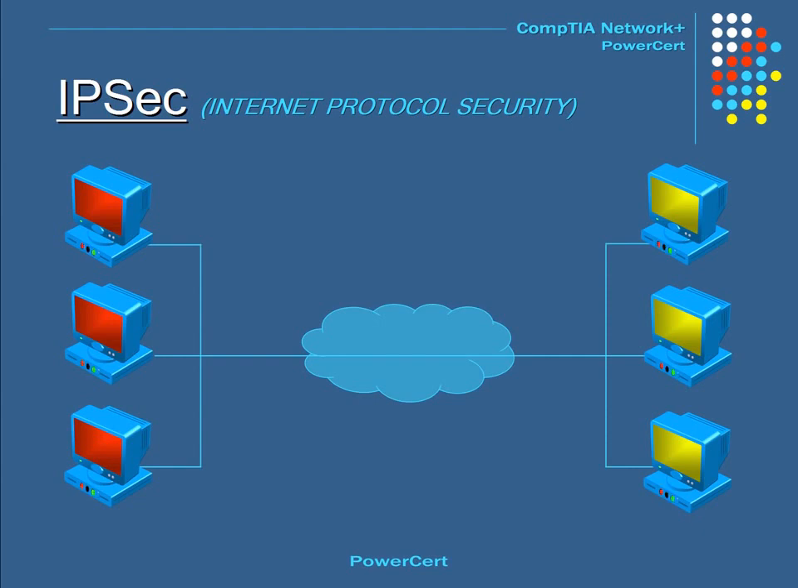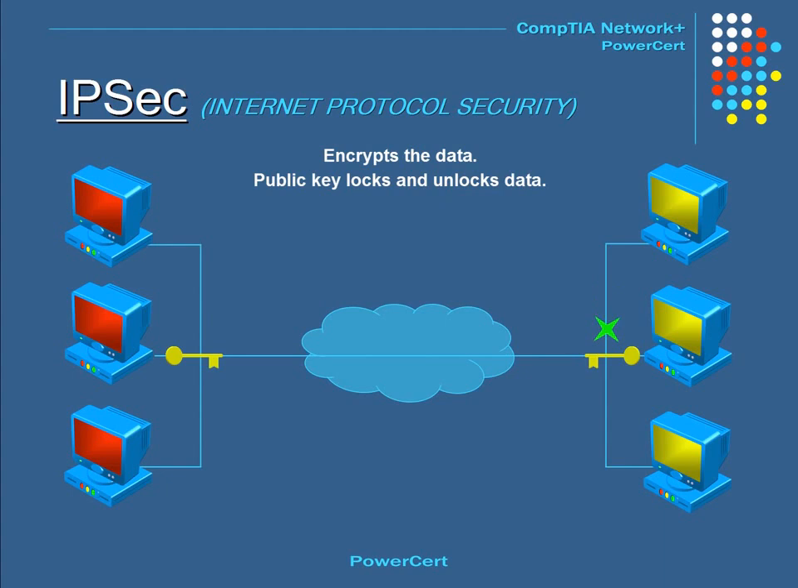IPsec is a set of protocols for security at the network layer of the OSI model. It encrypts the data when communication is happening between two computers. But in order to use IPsec, both sender and receiver must share a public key. This key is what locks and unlocks the data that is being communicated as it travels across a network. This ensures that the data cannot be read or tampered with.